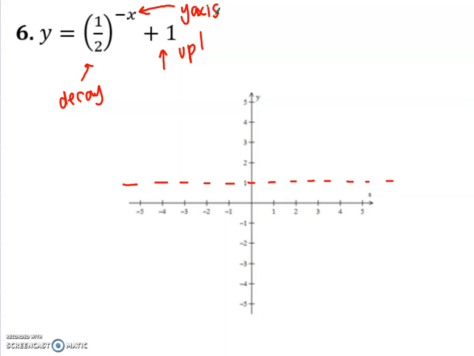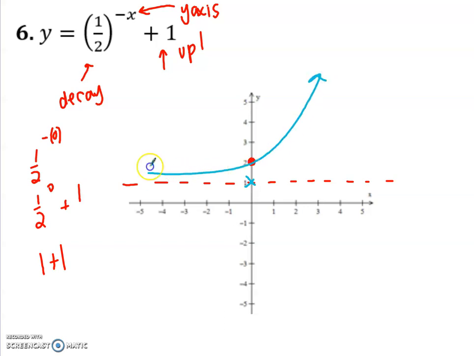Okay, so we've been moved up 1. Y-axis reflection. Let's look to see where my, so 1/2 to the negative 0, right? 1/2 to the 0 power is going to give me 1, plus 1, it's going to give me 2. So it has been moved up 1. If my original point was right there, it's been moved up 1. It is going to be a decay, and it's going to be reflected over the y-axis. So that's what I'm looking like.